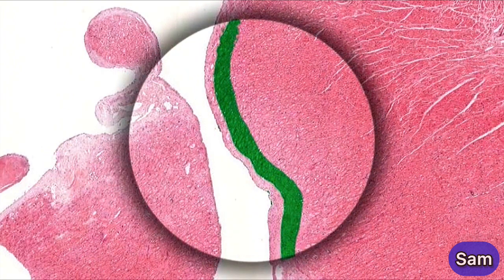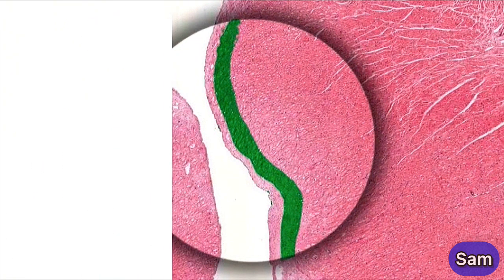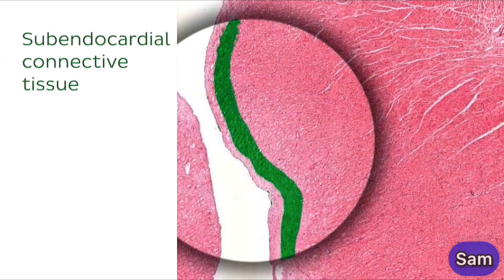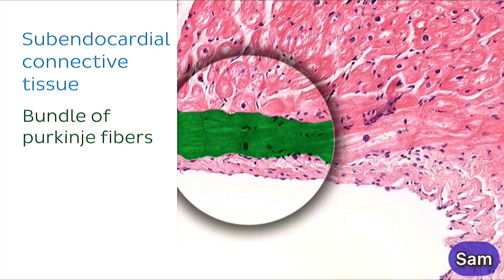The deep part of the endocardium is composed of loose connective tissue, seen here in this micrograph. This deep layer of the endocardium fuses with the myocardium. So basically, the subendocardial connective tissue joins the endocardium with the myocardium. It contains large cardiac muscle cells called Purkinje fibers that you can see here on your screen. The Purkinje fibers are larger than cardiomyocytes and they contain more mitochondria.